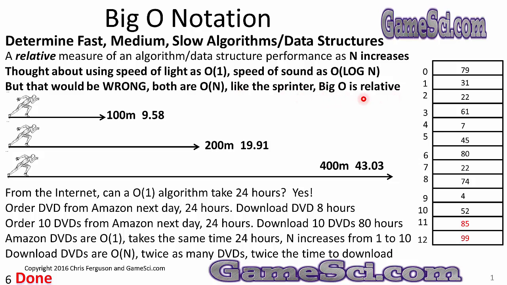Big O is a relative measure. Our perception of light is that it's instantaneous. You light up one side of the room, it lights up the other side of the room at the same time. But a physicist will tell you light has a speed and it takes time for that light to move from one side of the room to the other. Even though it's instantaneous to us, an order of 1, light does have a speed.